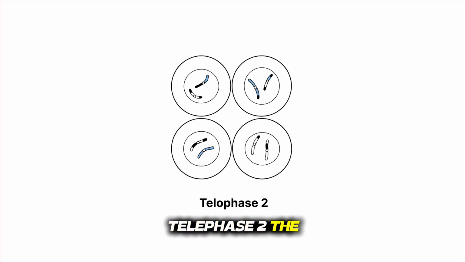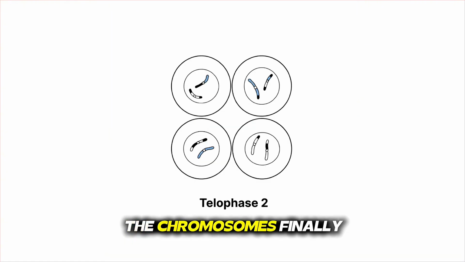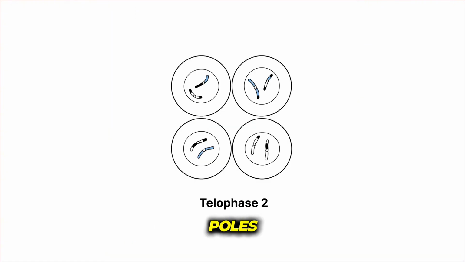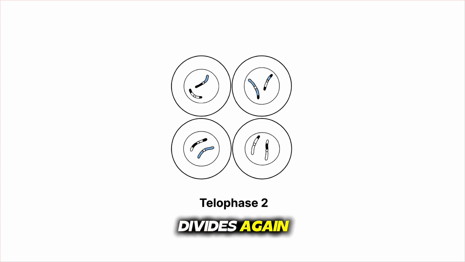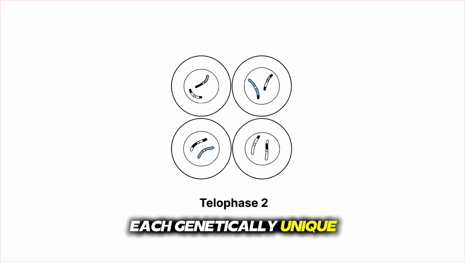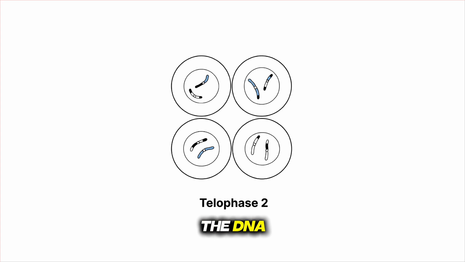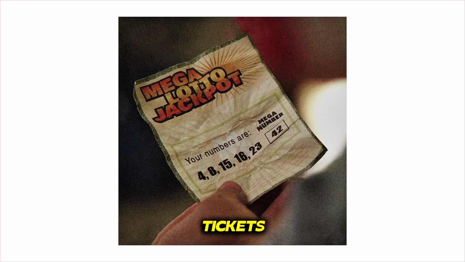Telophase 2, the grand finale. The chromosomes finally chill at opposite poles, nuclear envelopes reform, and the cell divides again. The result? 4 brand new cells, each genetically unique, each with half the DNA. That's 4 little potential sperm or egg cells, nature's personal lottery tickets.